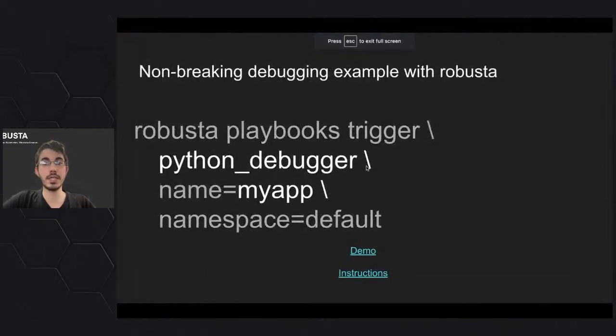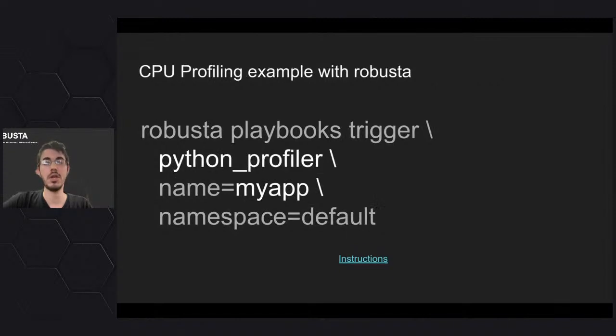Okay, so I gave two examples. First is a non-breaking debugger and how you can run that with Robusta. And again, what we're really doing here in Robusta is we're just wrapping the really good existing tools that are out there. So when you're running this, there is no Robusta debugger. We're just wrapping the VS Code debugger. When you run the CPU profiler, there is no Robusta CPU profiler. Really, we're just wrapping PySpy, which is an incredible CPU profiler.